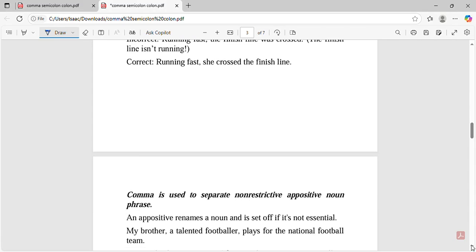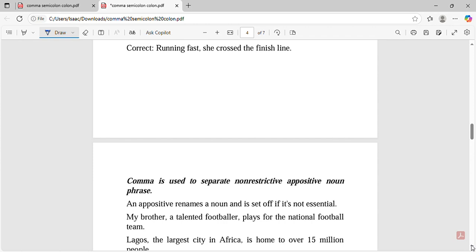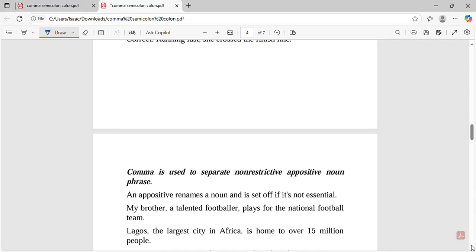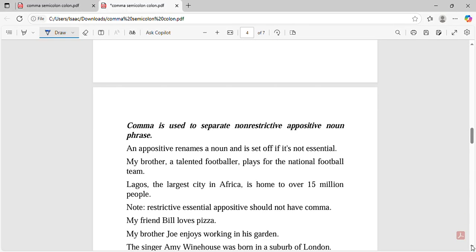You can also use a comma to separate non-restrictive appositive noun phrases. An appositive is simply a noun phrase or a noun that renames another noun. For example, my brother, a talented footballer. So, who is your brother? A talented footballer. Who is a talented footballer? My brother. So, my brother is a talented footballer.